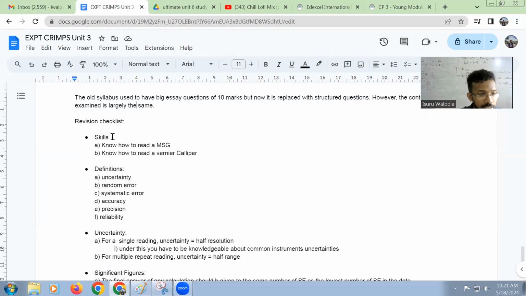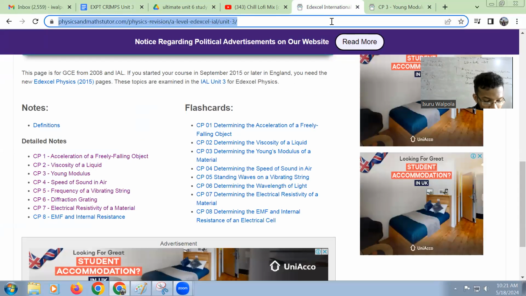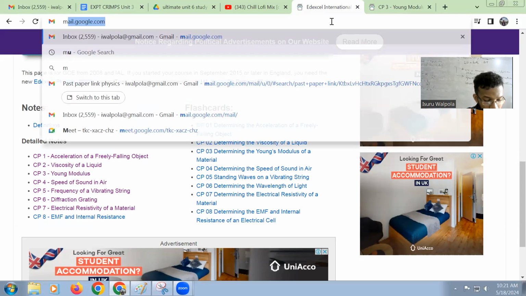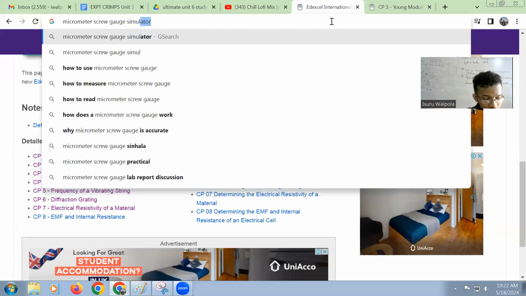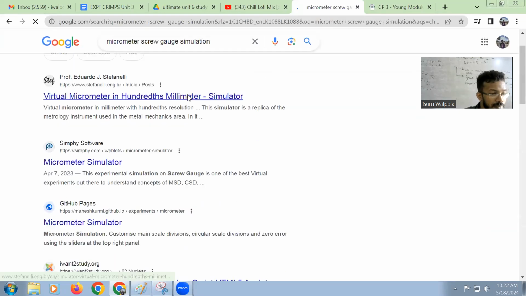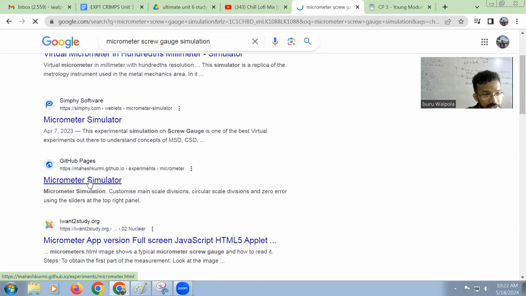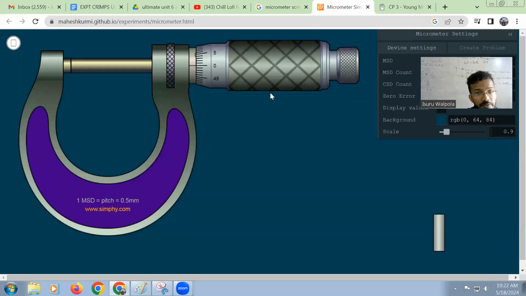Additionally, you need to know how to read a micrometer screw gauge and how to read a vernier caliper. Now, how can you confirm whether your knowledge is correct? Just search on Google, micrometer screw gauge simulation. There's someone on GitHub who has one here. I found that this is kind of good. The Amrita one is also kind of good. But there are a couple of options.